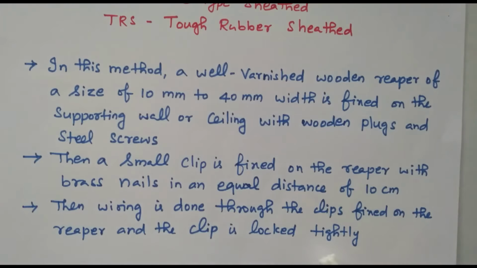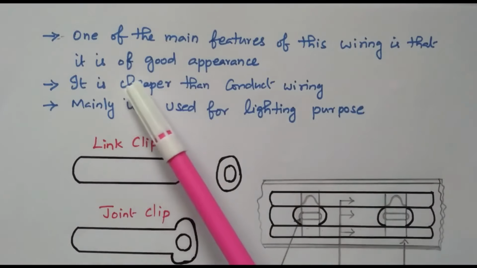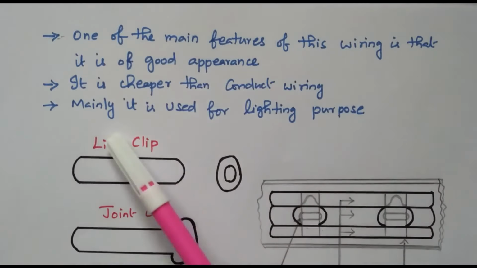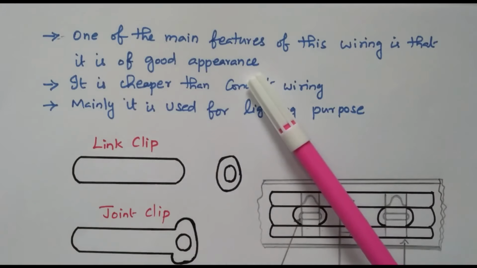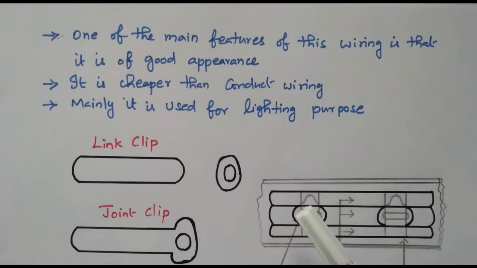So in the previous method, the space is available in the casing. In that place the conductor is placed. Here the conductor is placed through the clips. After placing, the clip is locked tightly. One of the main features of this wiring is that it has a good appearance. It is cheaper than conduit wiring, mainly used for lighting purpose. Very easily we can fix this wiring, and also it has a good appearance, and also cheaper, mainly used for lighting purpose.